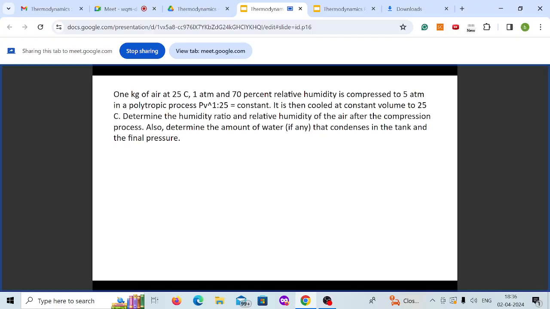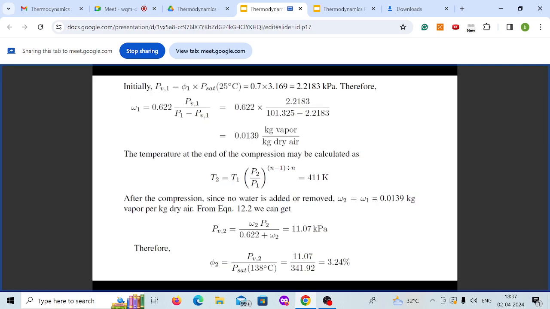So that is a process in which you are compressing the 1 kg of moist air. It is then cooled at constant volume to 25 degrees Celsius. So determine the humidity ratio and relative humidity of the air after the compression process. Also determine the amount of water that condenses in the tank and the final pressure. So we'll see how to solve this.